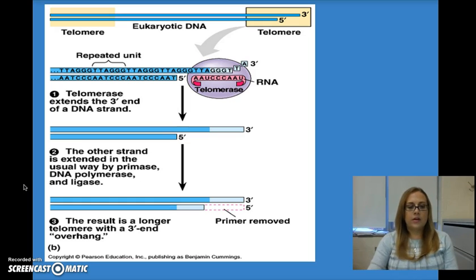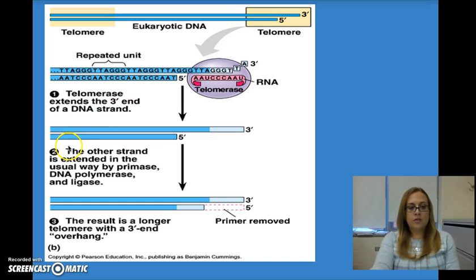Alright, so here we are looking at our telomere. So we have our repeating units here. So you've got TTA, GGG, TTA, GGG. So those are your telomere, okay? So the telomerase extends the 3' end of the DNA strand. So you can see that's happening right here. We're adding in TTA, and it would be the GGG.